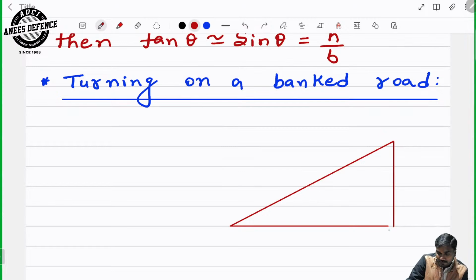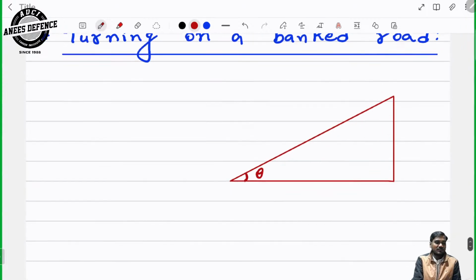Banking is compulsory during turning. Why? Actually, have you observed during turning? Due to centrifugal force, when you are seated in a car, your body will move in the outward direction. Yes or no? Yes. If the car is moving and turning, your body moves outward, which means more force is acting in the outward direction. So there is a chance of slipping towards the outer side.